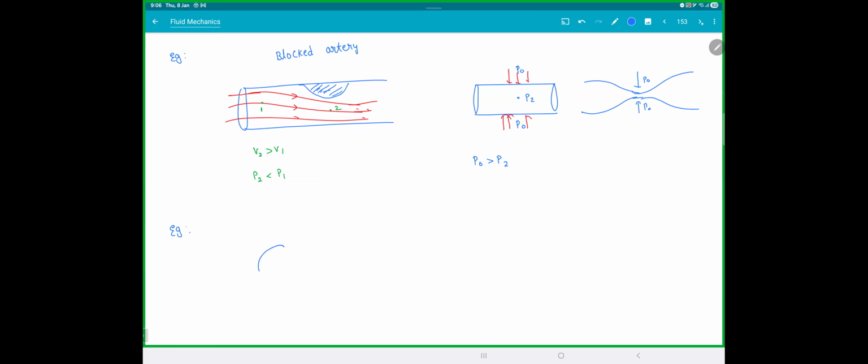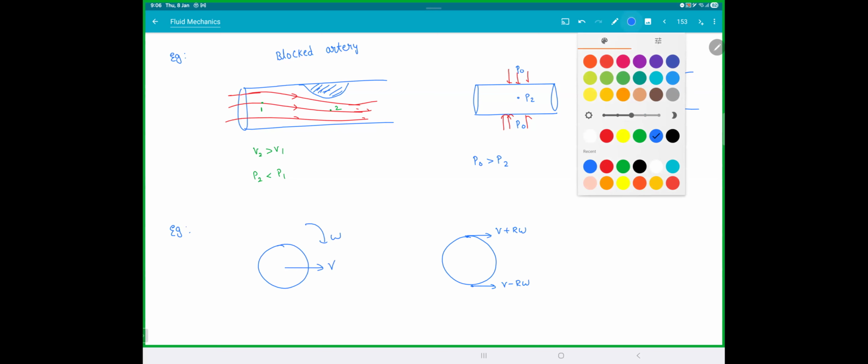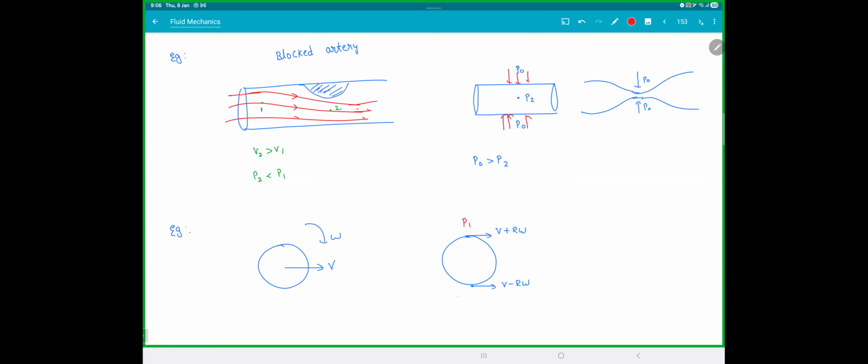Let's say you have a ball here, and let's say it is going with V, and you give a spin omega. Now, if you look at the ball here, the topmost point will have a speed of V plus R omega. The bottommost point will have a speed of V minus R omega. Same story. You have more pressure here, so this is P1 and this is P2. So P2 becomes greater than P1. So this ball will get an upward lift.